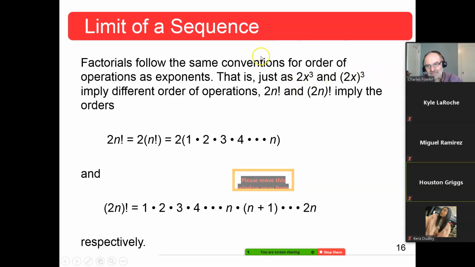Well, the same thing applies here for factorials. 2n factorial, treat that as if it's an exponent. It's twice what n factorial is. Whereas if you did (2n) factorial, you would start with 2n. Well, let's just say, give me an n, anyone. Give me an n. Any positive integer n. Give me one. Say again.